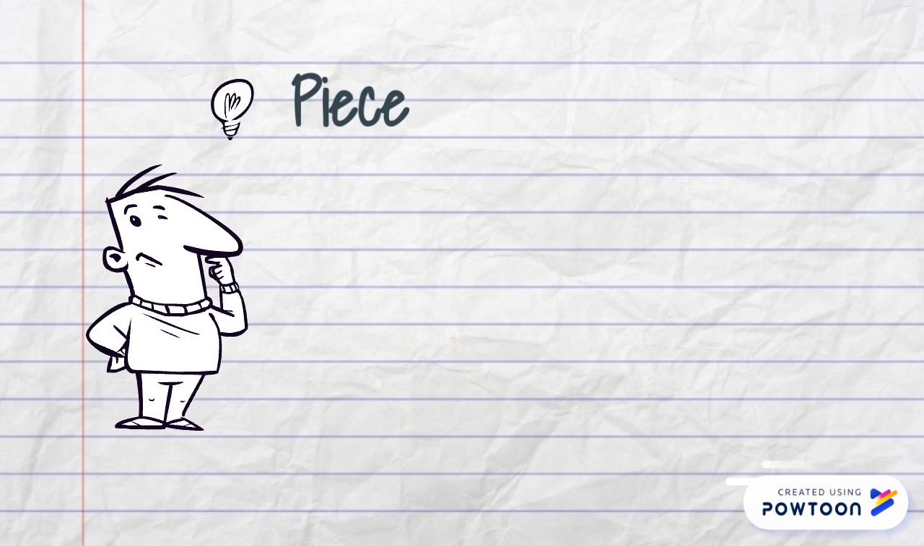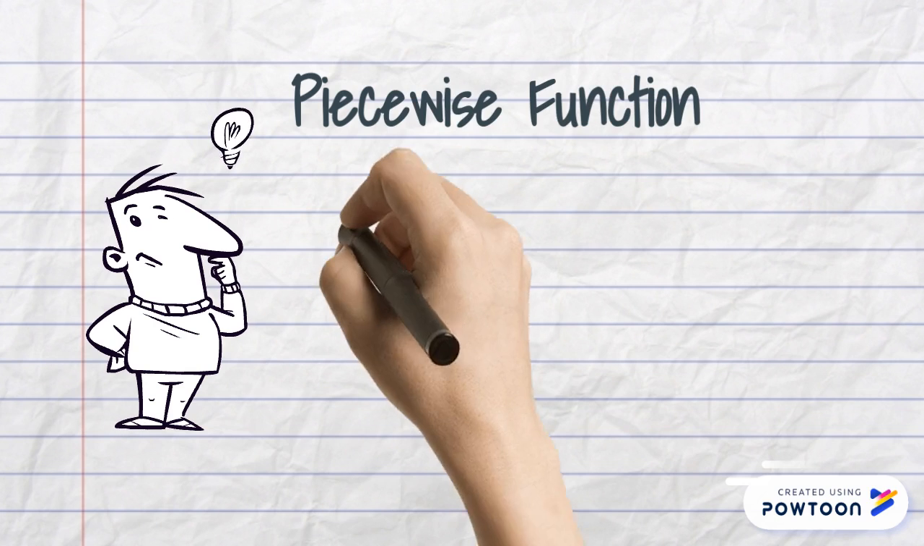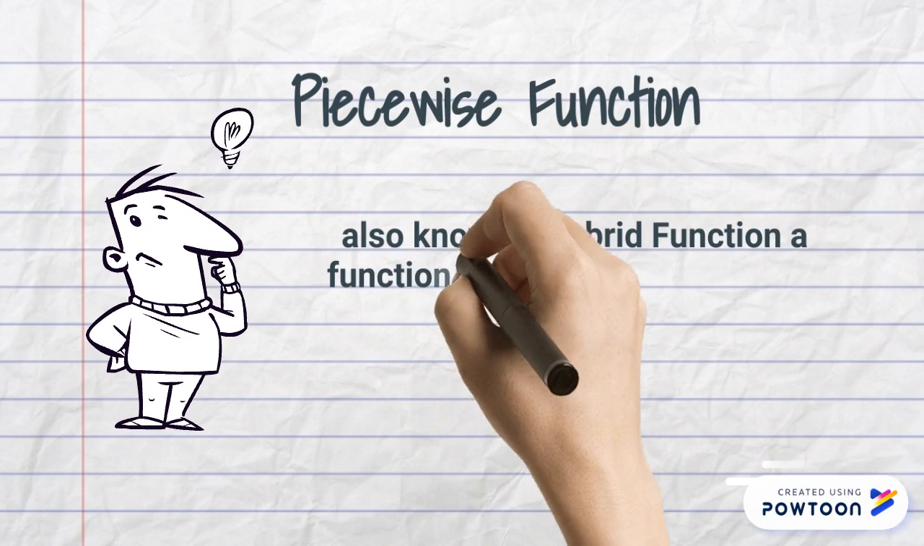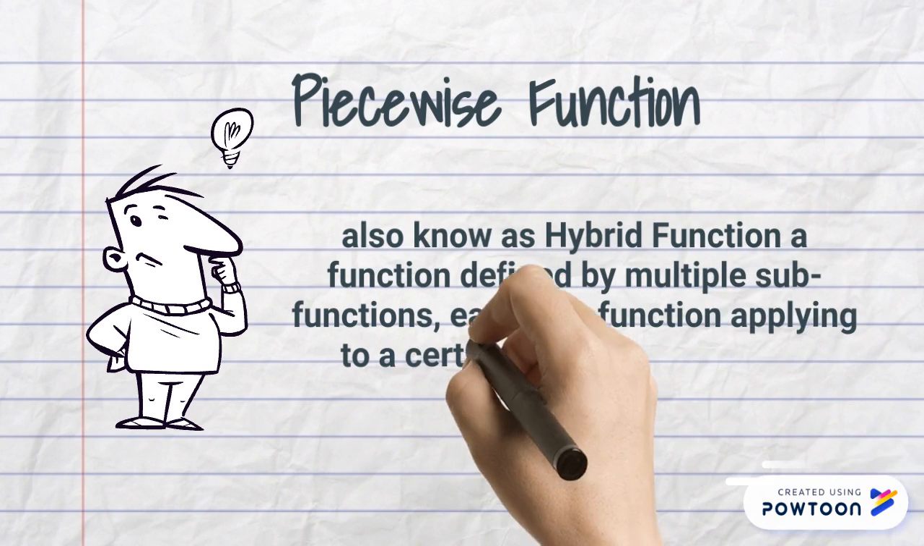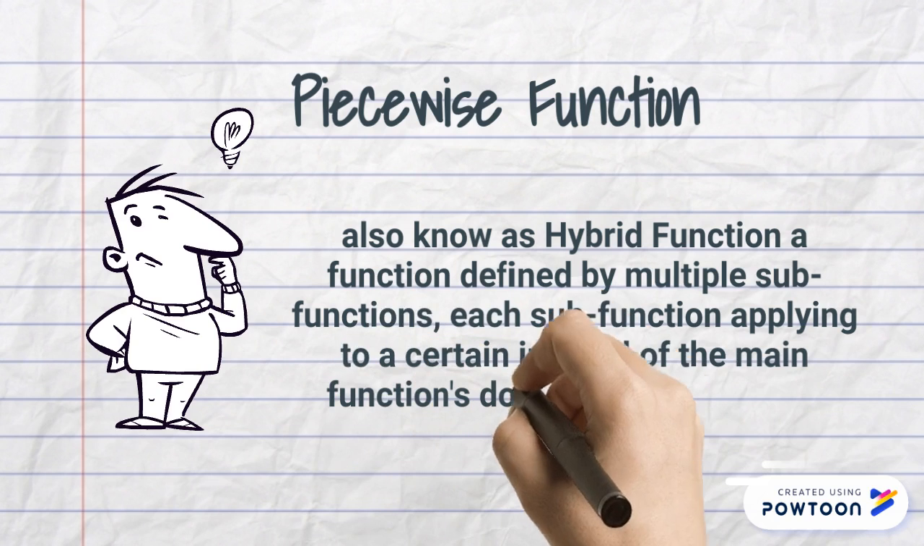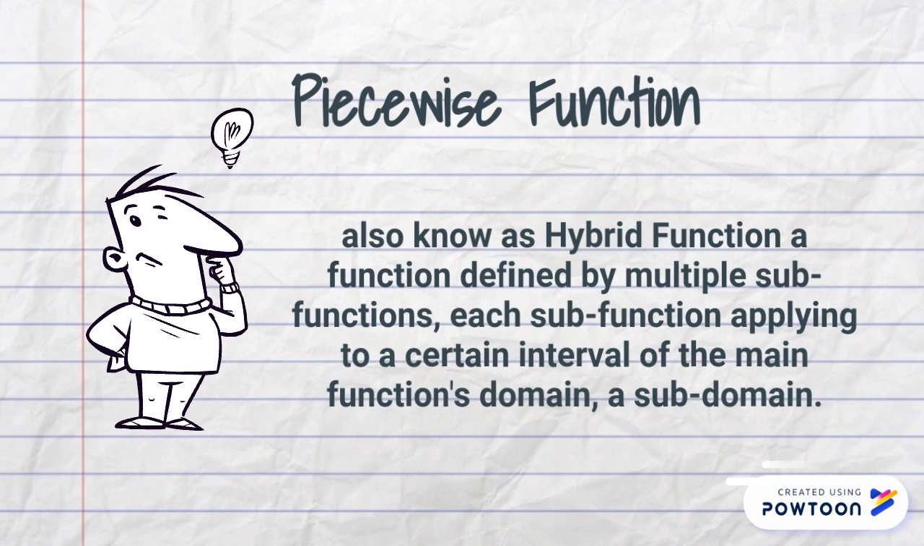What is a piecewise function? A piecewise function, also known as a hybrid function, is a function defined by multiple subfunctions, each subfunction applying to a certain interval of the main function's domain, a subdomain.